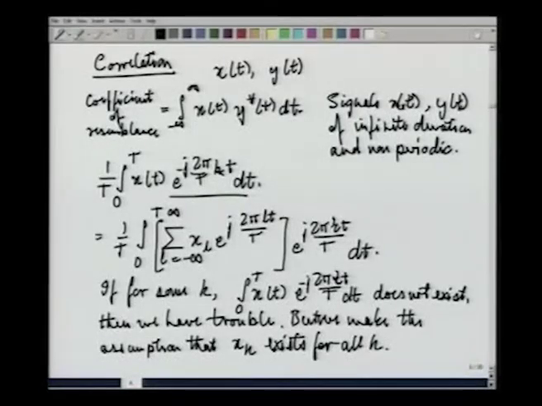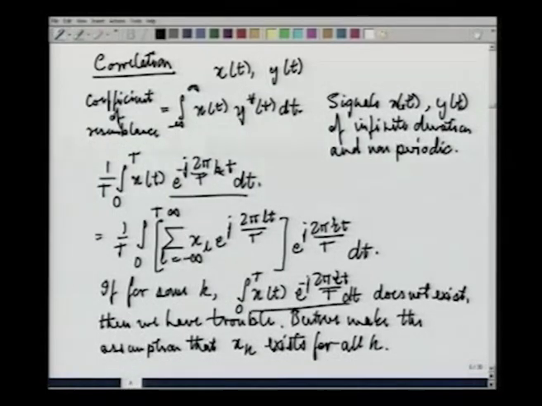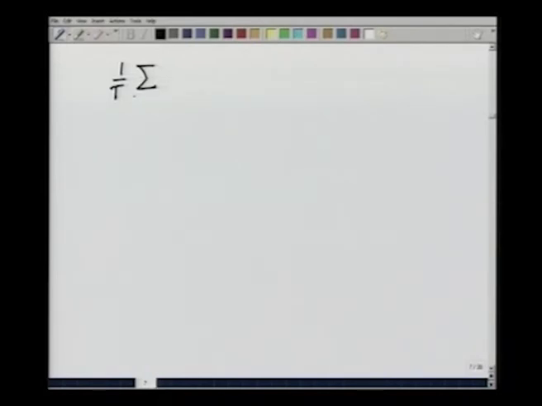Since we have made this assumption, life has become a little easy, and we can write the next step for this coefficient of resemblance or coefficient of correlation. We will see what this coefficient of correlation comes to. We can rewrite this now as 1 by T summation. We are able to exchange the summation and the integral because we assumed that this exists for all of them. Then we can write L equals minus infinity to infinity summation integral x k can be written over here 0 to T e to the j 2 pi (k minus L) t by T dt.